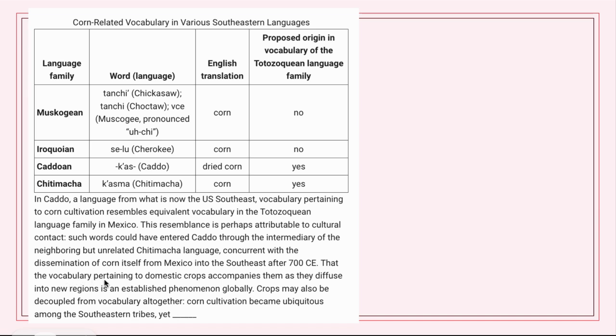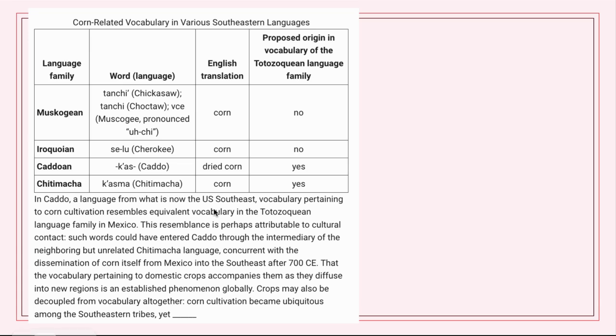That the vocabulary pertaining to domestic crops accompanies them as they diffuse into new regions is an established phenomenon globally. Crops may also be decoupled from vocabulary altogether. Corn cultivation became ubiquitous among the southeastern tribes, yet blank. Okay, there's a lot going on here.